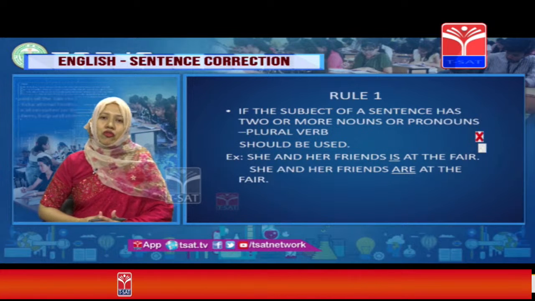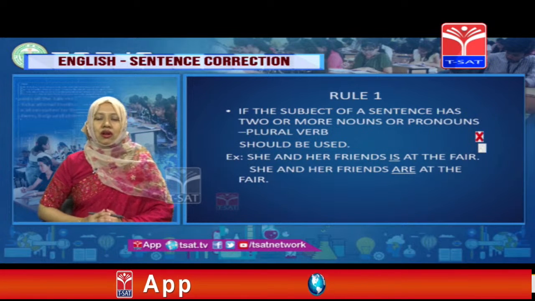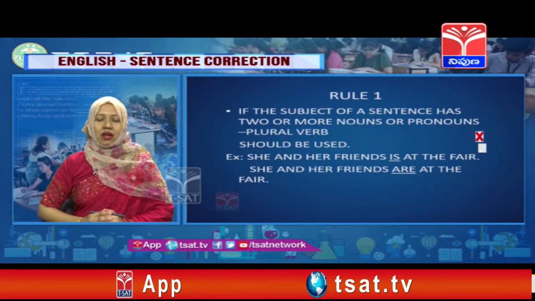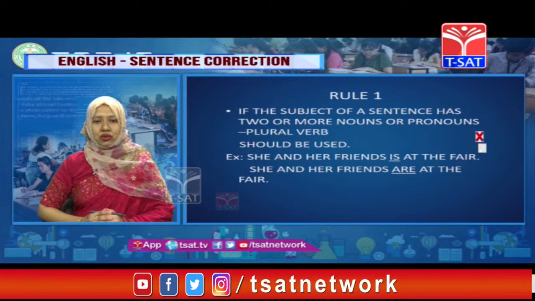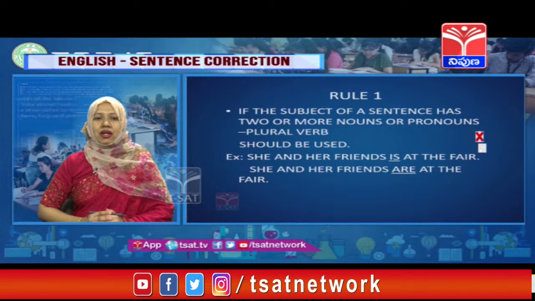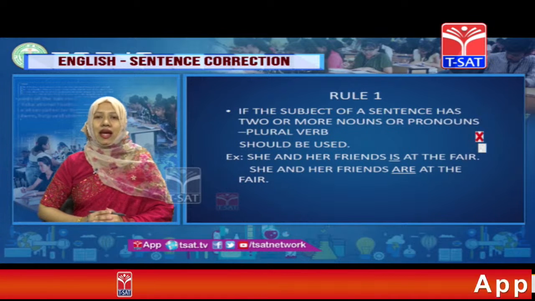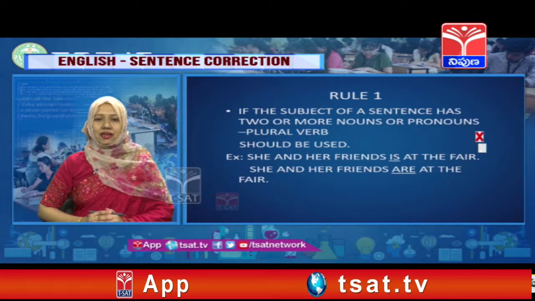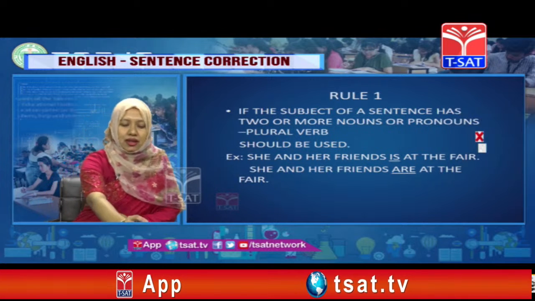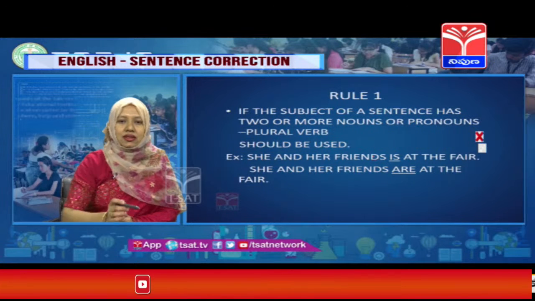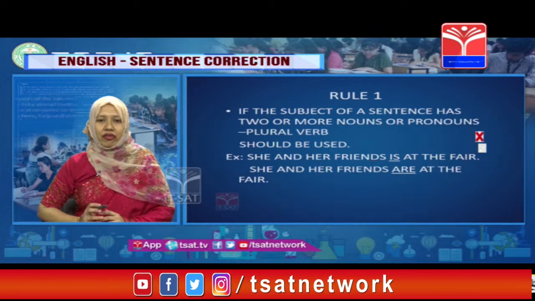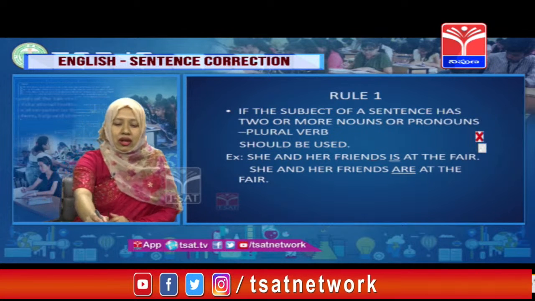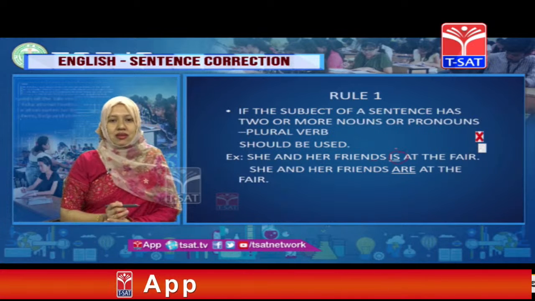Now, what are the rules to be followed in this section? If the subject of a sentence has 2 or more nouns or pronouns, a plural verb should be used. For example, "She and her friends is at the fair." In this sentence, the subject is "she and her friends." There are 2 subjects joined by "and." But here the verb used is "is", which is wrong.